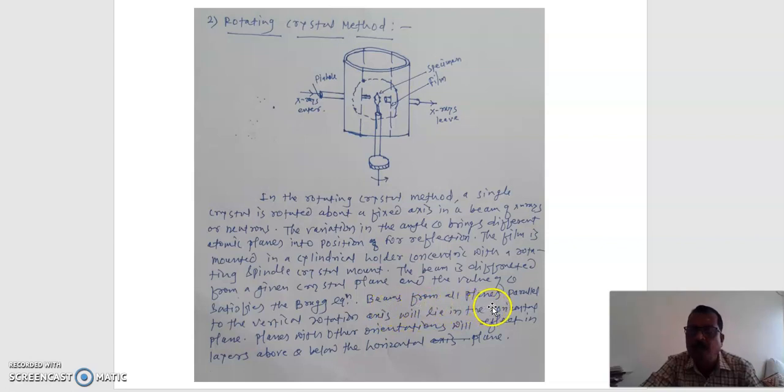Beams from all planes parallel to the vertical rotation axis will lie in the horizontal plane, and planes with other orientations will reflect in layers above and below the horizontal plane.